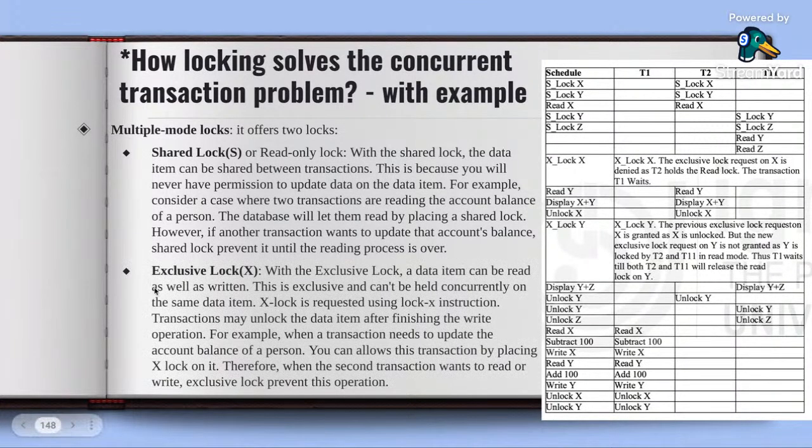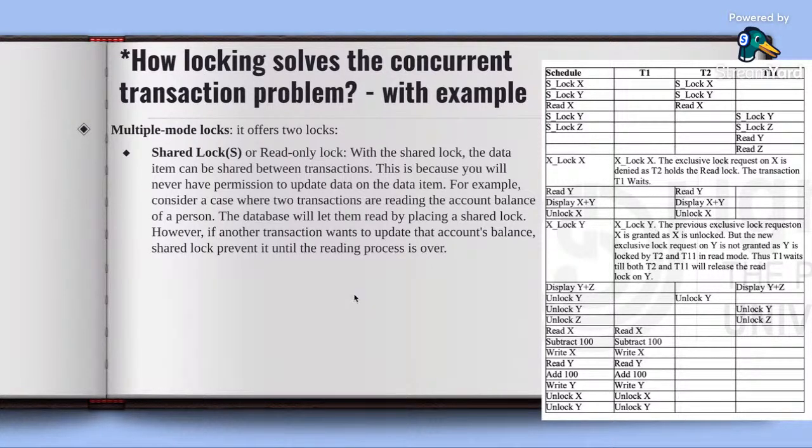And the other one, exclusive lock, is such that because the data item will be written, this is exclusive and can't be held concurrently on the same data item. Okay, so we'll come to that. We'll continue with this for now. So with shared lock, the data item can be shared between transactions. This is because you will never have the permission to update data on the data item. So in shared lock, you can't update it.